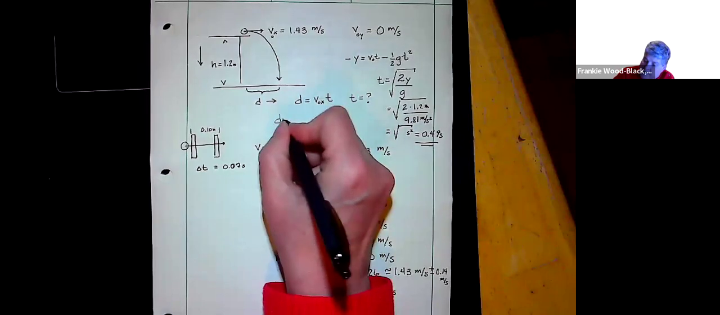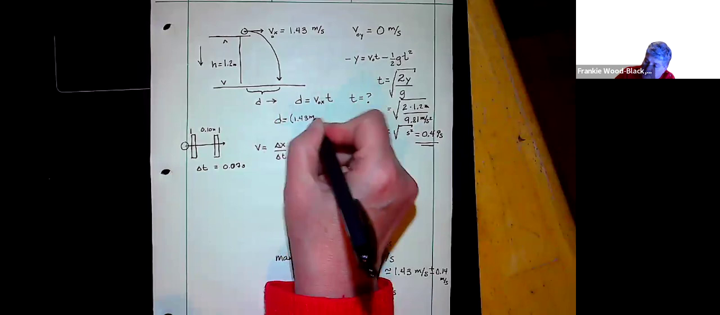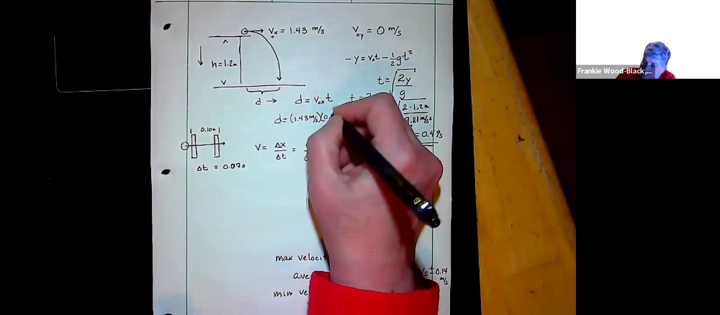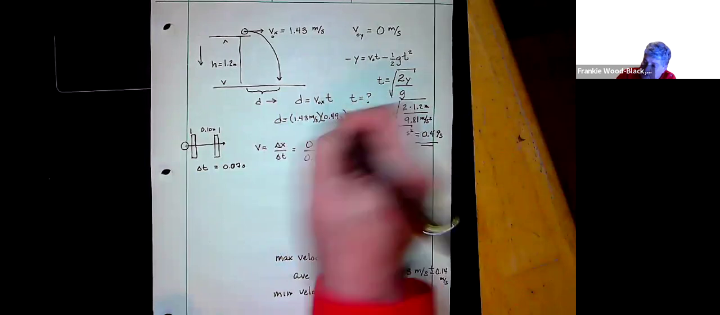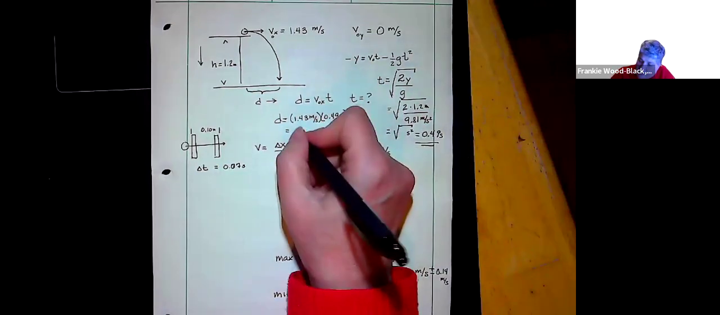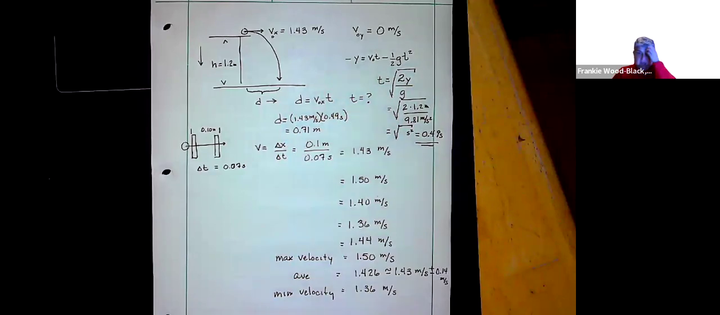So if I know my D and I know my initial velocity is 1.43 meters per second, and I know my time is 0.49 seconds, I can calculate my distance. And my ball should end up at 0.71 meters away from the end of the table.